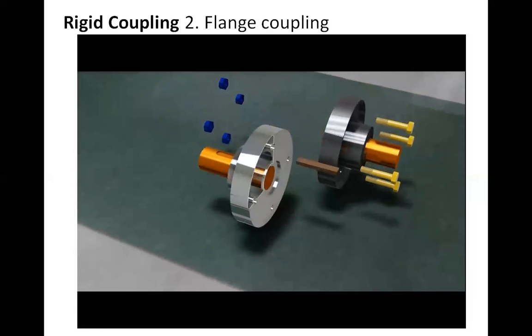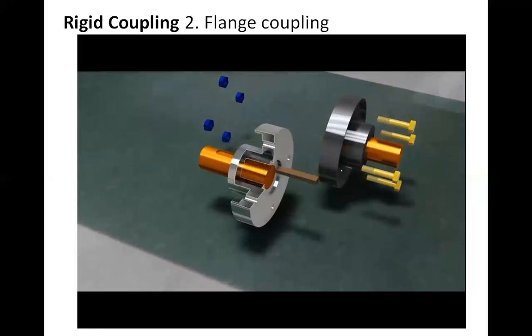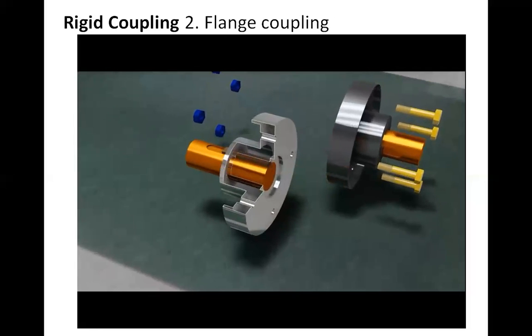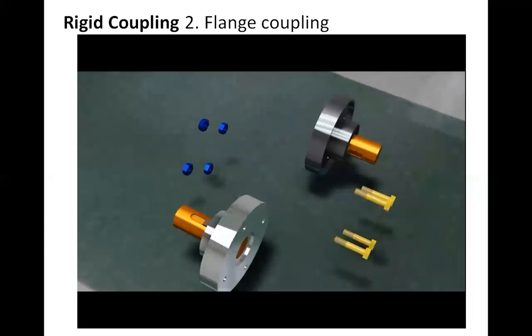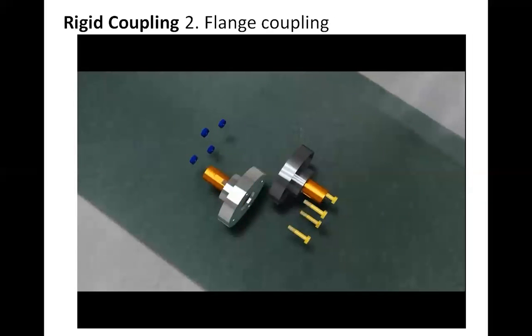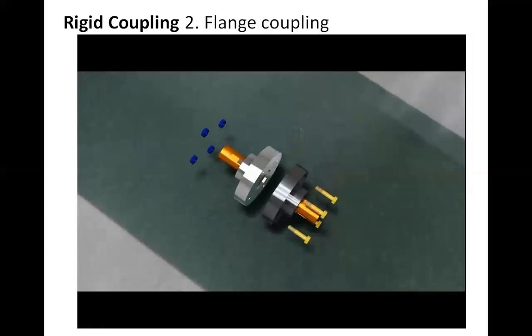Now this is the key which is going to be inserted inside this. So the key is acting as a locking element, so there will not be any relative motion between our shaft and the boss or hub of the flanges.